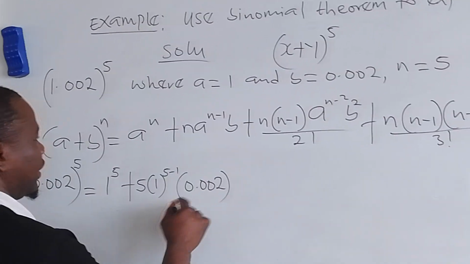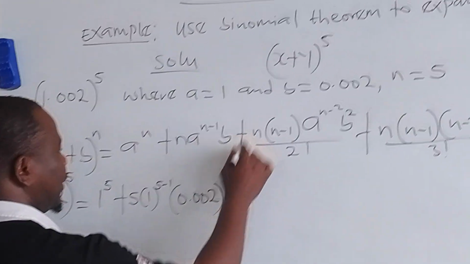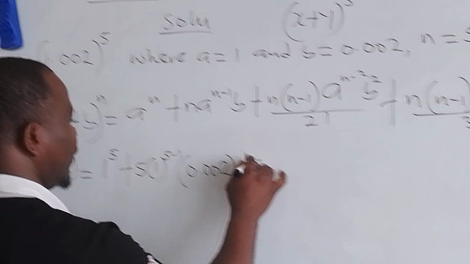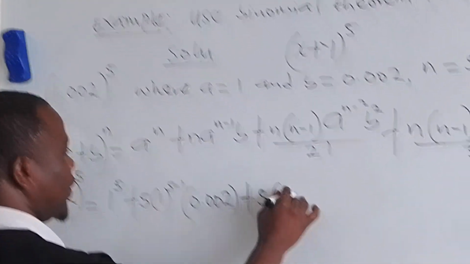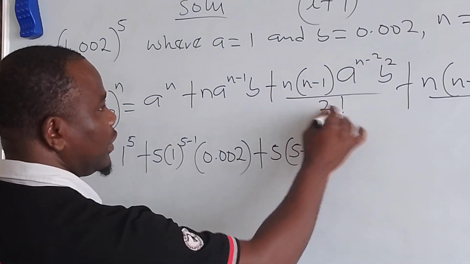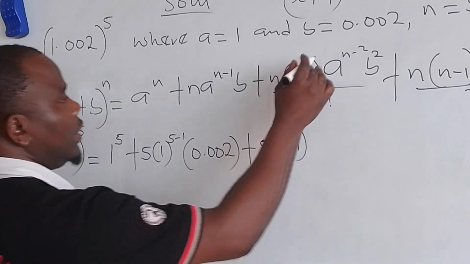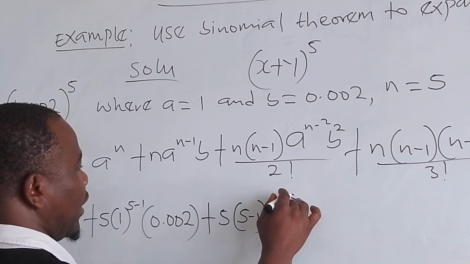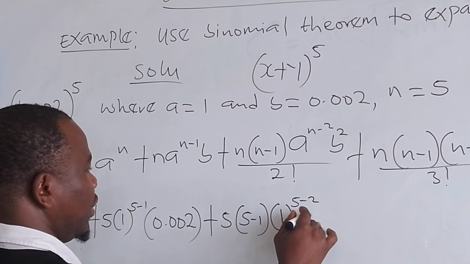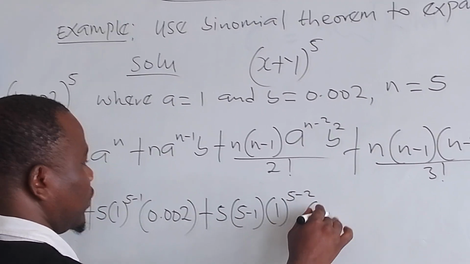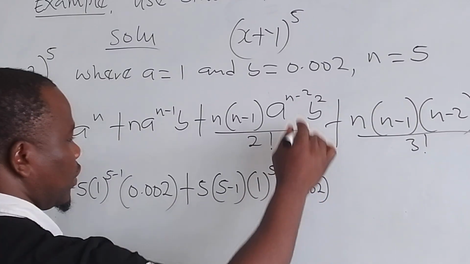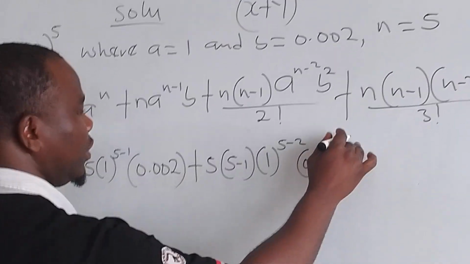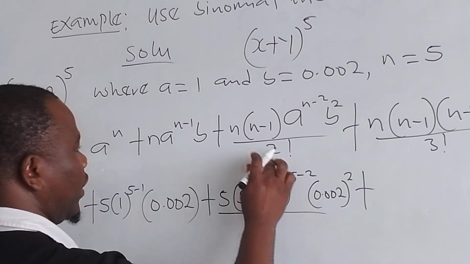Plus the same thing, n is 5, all in bracket 5 minus 1. Then this is factorial, sorry. Then a is 1 raised to the power of 5 minus 2, b is 0.002 raised to the power of 2. Plus, don't forget the factorial.